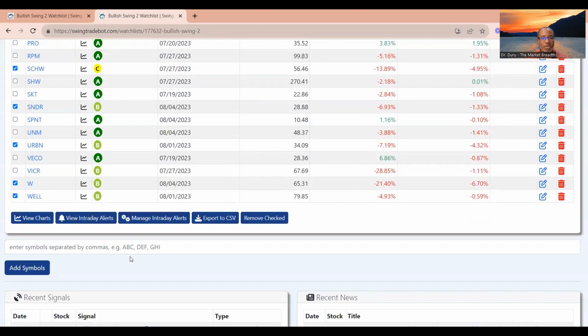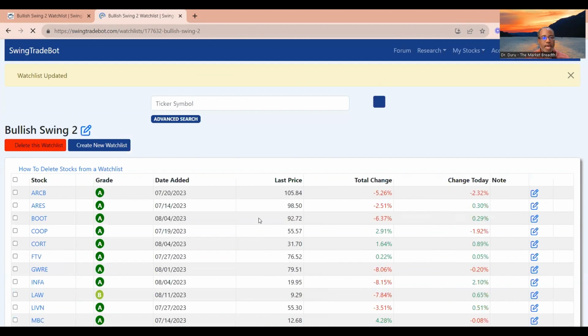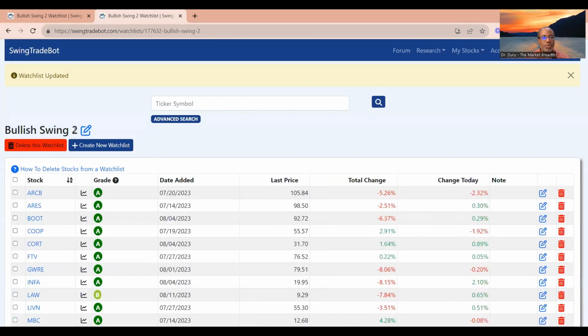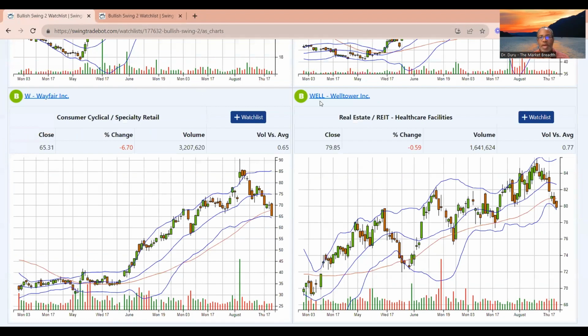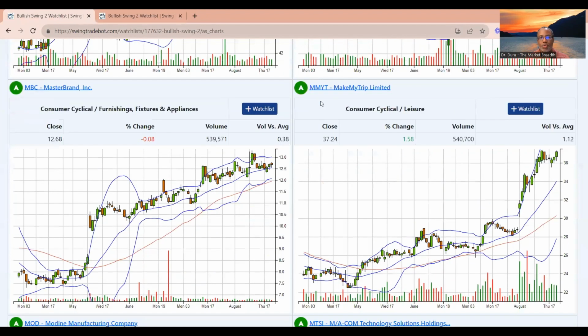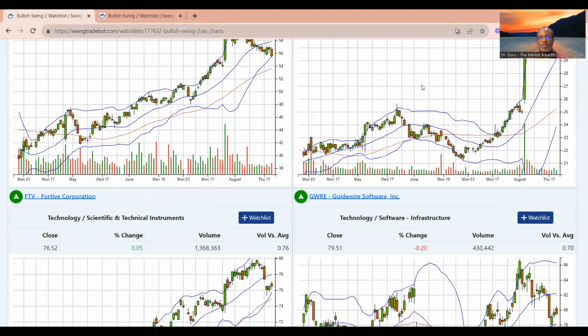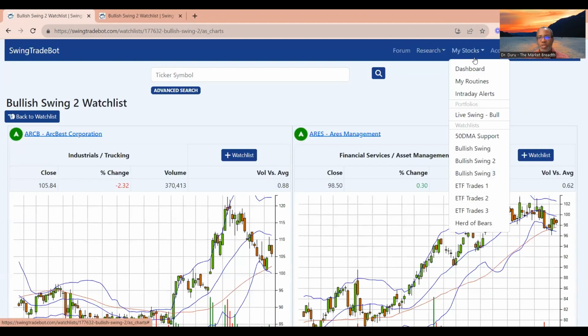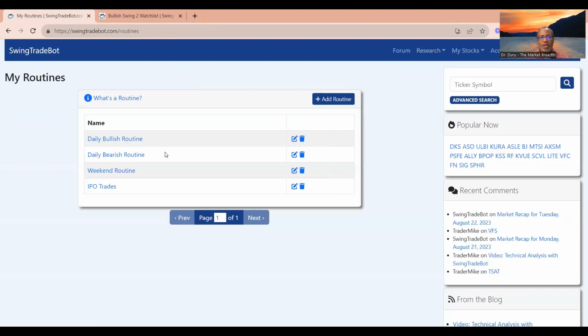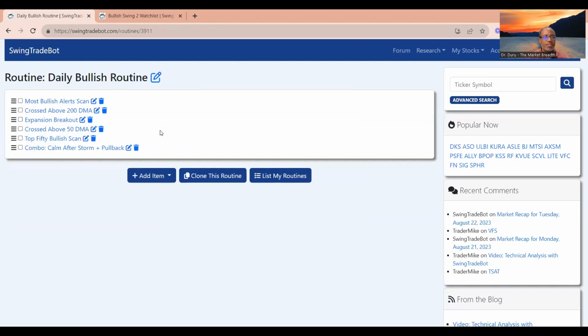So at the bottom, you can see this box that says remove check. I click that. And now my bullish swing 2 has been cleaned up. And I'm ready to add stocks to the list. So I scrolled up really fast here. What I like to do is click on my routines. Under my routines, I have a daily bullish routine. And actually, I think these are defaults that are in Swingtradebot. And I start with my most bullish alert scan.